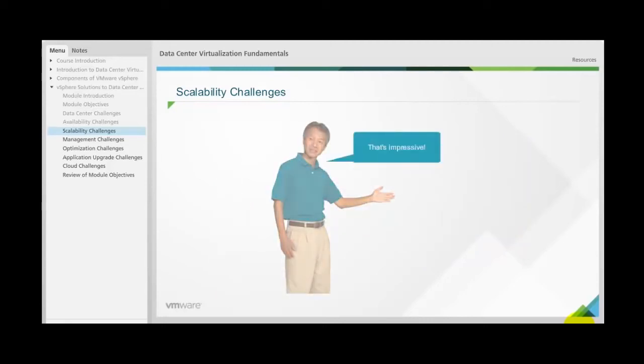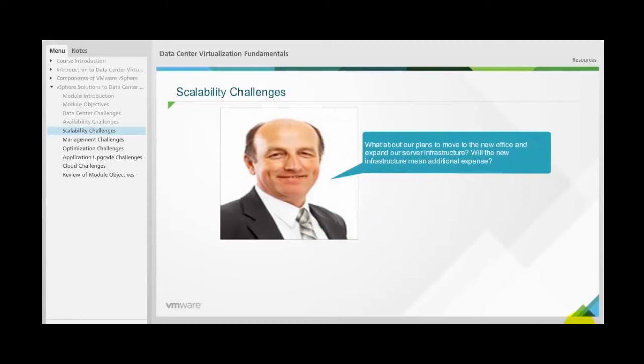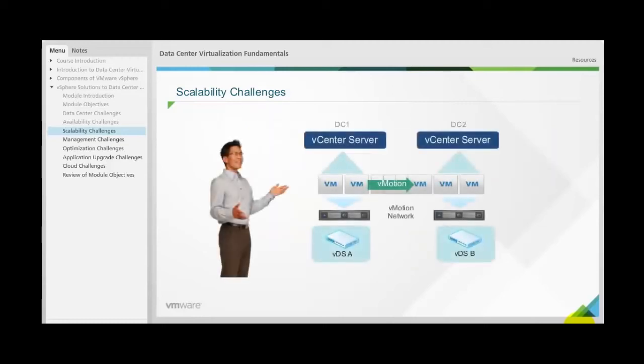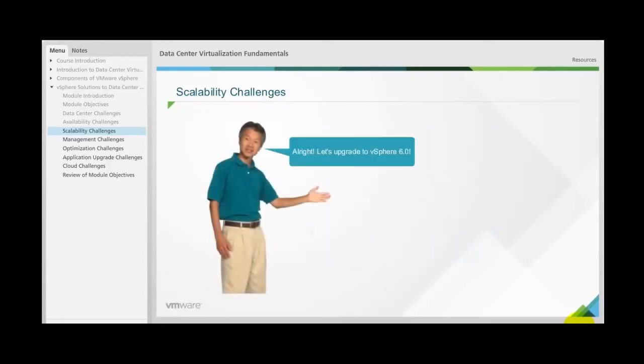That sounds impressive. But Andy, what about our plans to move to the new office and expand our server infrastructure? You know we have to deploy several new applications across departments, and we have already reached the maximum limit of hosts per cluster. Surely the new infrastructure will mean additional expense. If we upgrade to vSphere 6.0, it will solve this problem too. With the latest release, vSphere can have 64 hosts per cluster, which is double the number of hosts that we currently have. All right, so it looks like we should upgrade to vSphere 6.0.